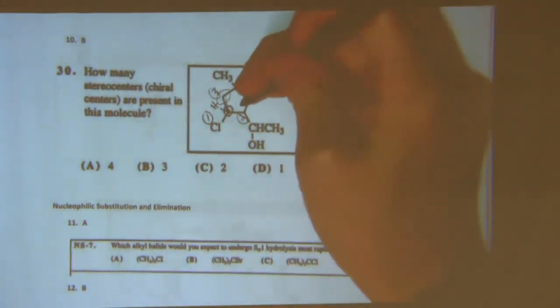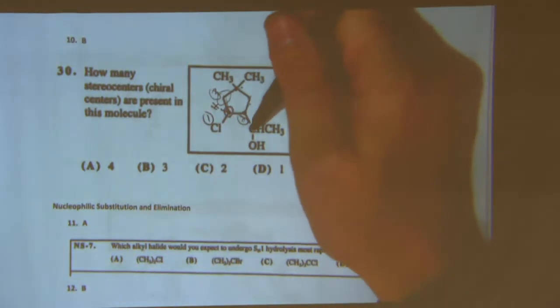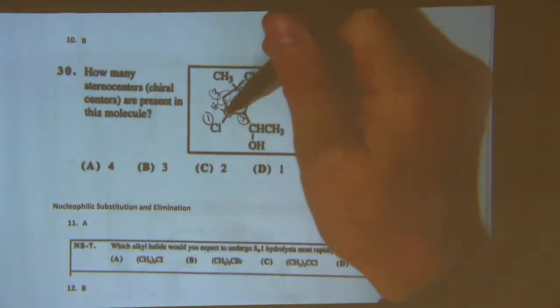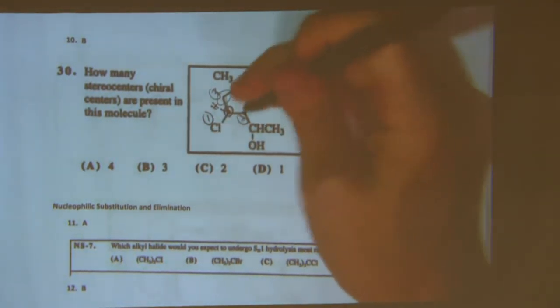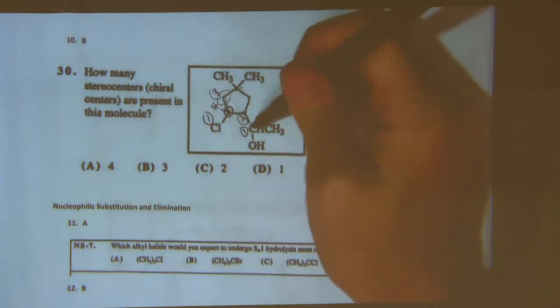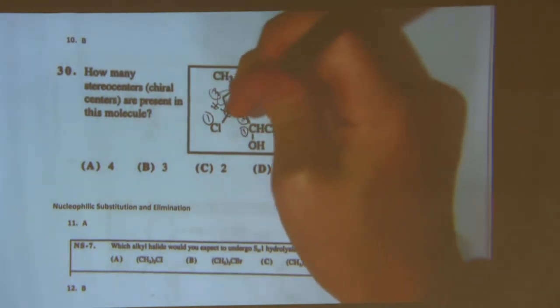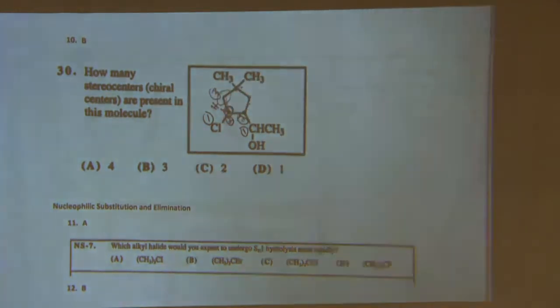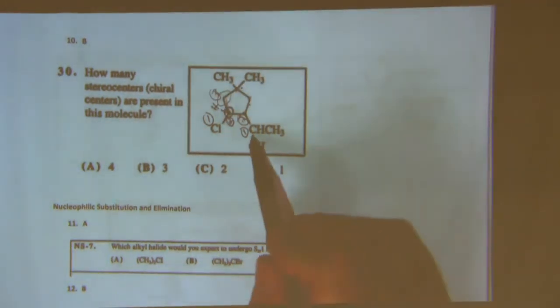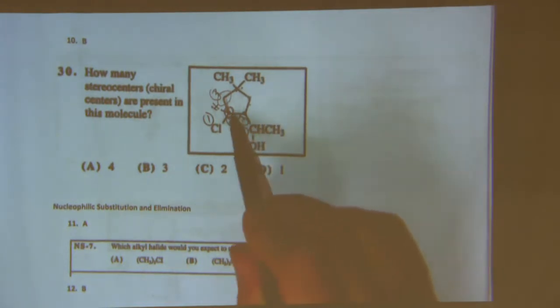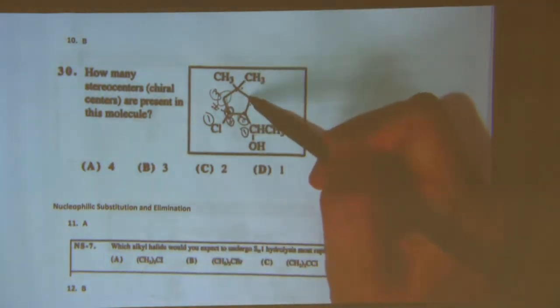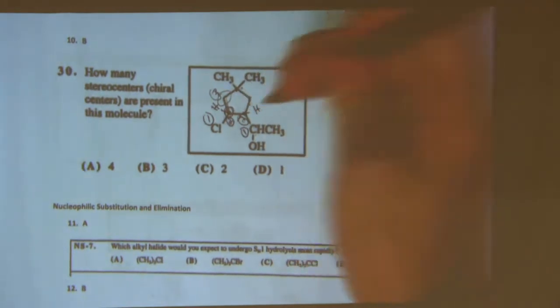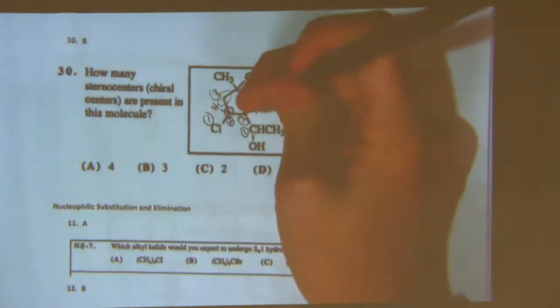What about this carbon? Yeah, right? I would think this would be your highest priority group. And then this one over here. I'm sorry, this is getting hard to read, but you have 4 different groups, right? Because this carbon is in a different environment than this carbon, and this carbon's in a different environment, and then you also have an H there, which would be your lowest priority group. So that's another chiral center.